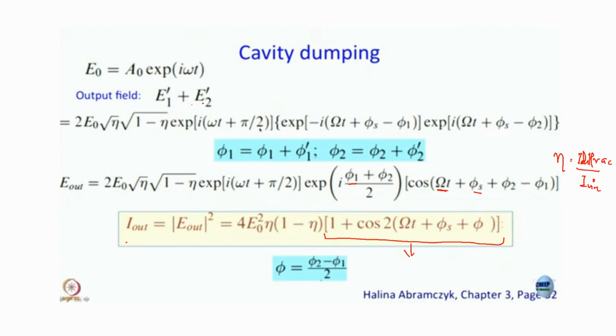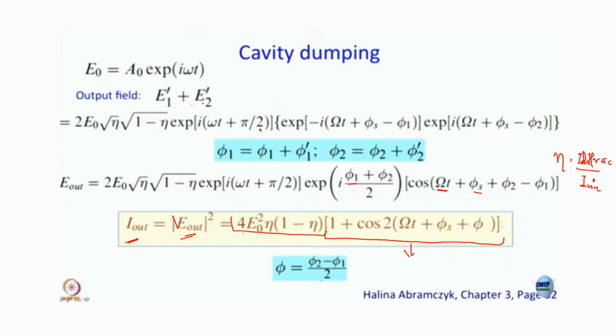So actually, the conclusion is the intensity is the mod square of the output of this electric field. So when you conclude and we come to the relation, we get this relation where intensity is equal to 4 E naught square eta into 1 minus eta, times 1 plus cos of 2 omega t plus phi s plus phi.